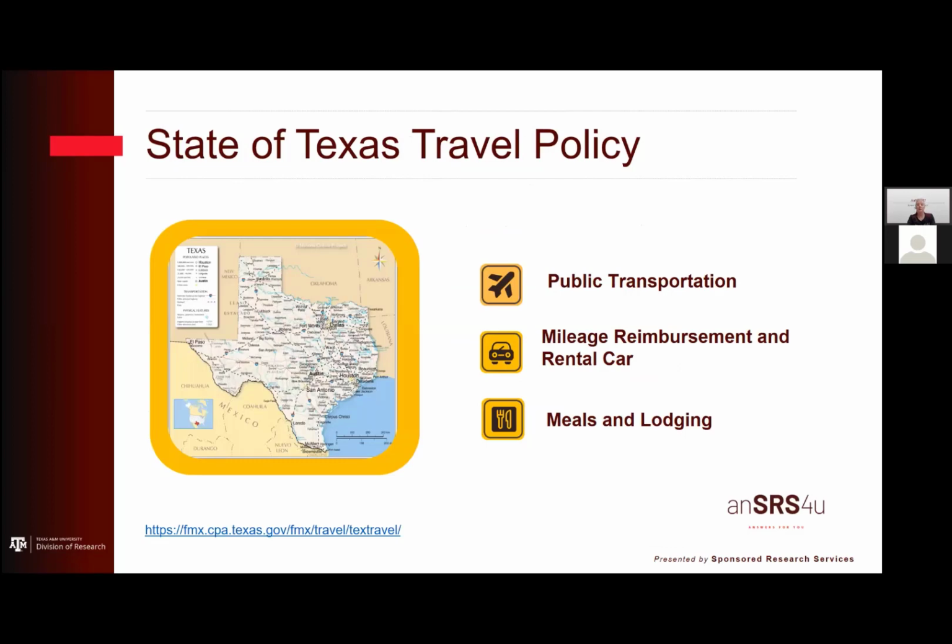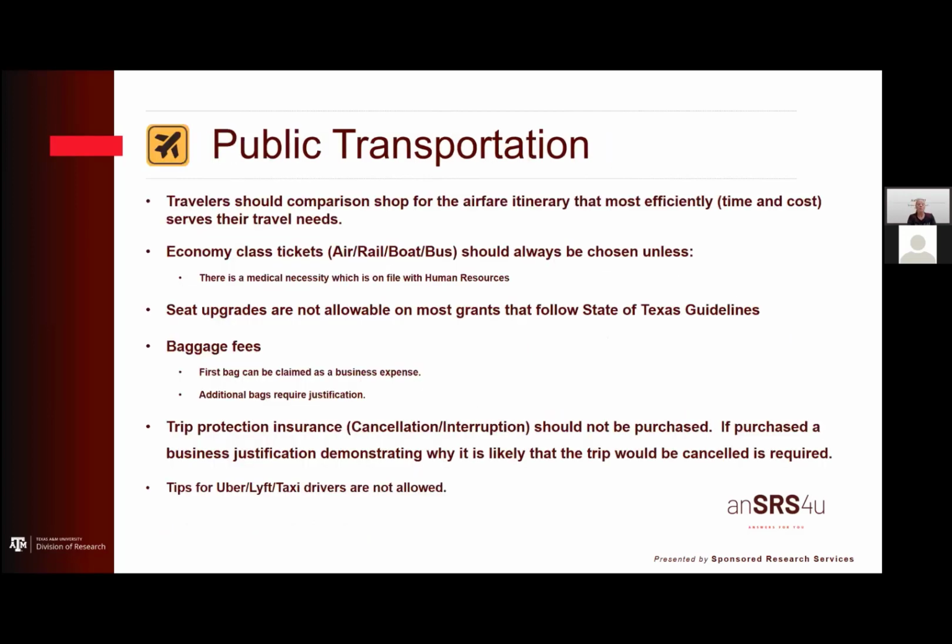The state of Texas travel policy. We'll go over public transportation, mileage reimbursements and rental cars, and meals and lodging. If booking outside of Concur, travelers should comparison shop for the airfare itinerary that most efficiently, time and cost, serves their travel needs. However, Concur offers the same inventory, global distribution system as all other airlines, rental cars, hotels, and other travel agencies or travel systems offer.